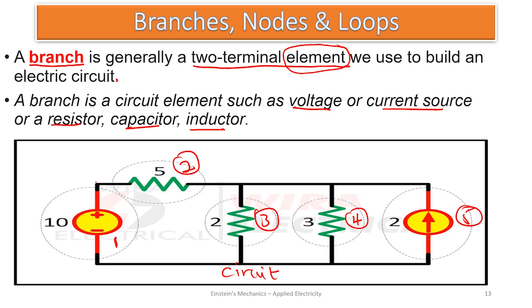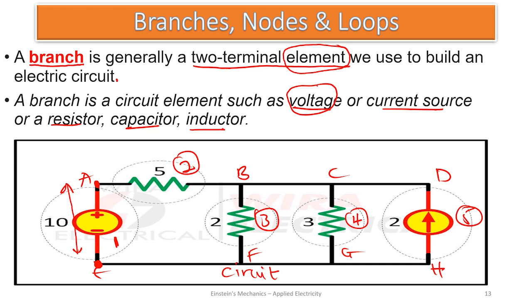Once you identify them, they will help you to know the number of branches we have. So meaning this two terminal from one, let's label A, B, C, D, E, F, G, H. So when you take terminal A and E, this whole length is what? A branch. This is one branch because it is a two-terminal element. This is an element, a voltage source. That's what we are saying. A branch is an element such as a voltage source or a current source. So this is a current source. So it is one branch.